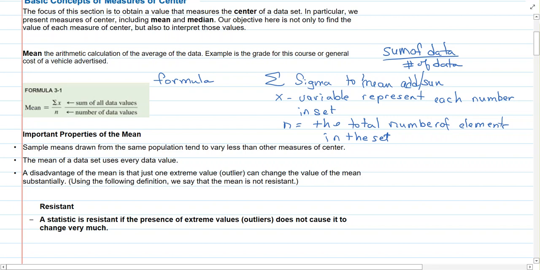The important properties of the mean. Sample means drawn from the same population tend to vary less than the other measures of center. The mean of the data set uses every data value. Nothing is omitted. Everything is utilized. A disadvantage of the mean is that just one extreme value, an outlier, can change the value of the mean substantially. And that means distort.